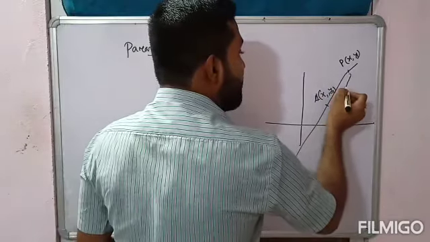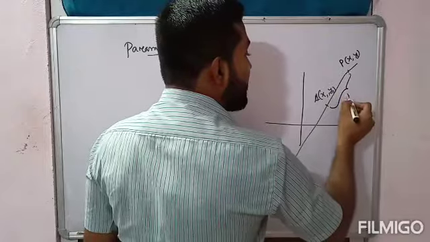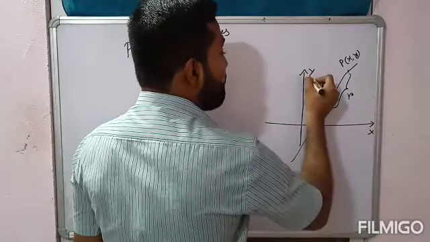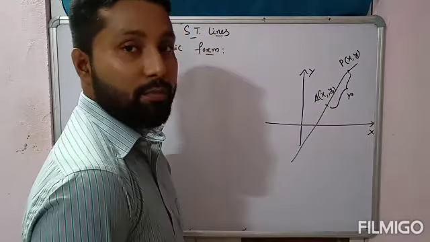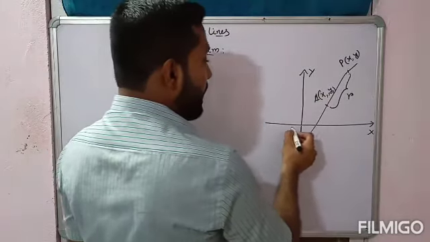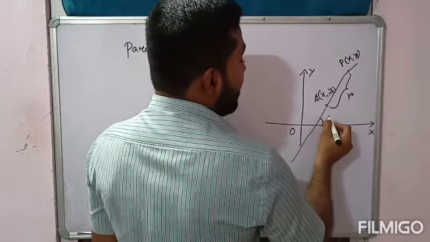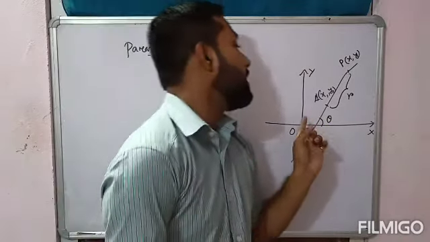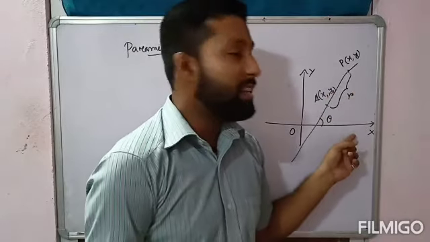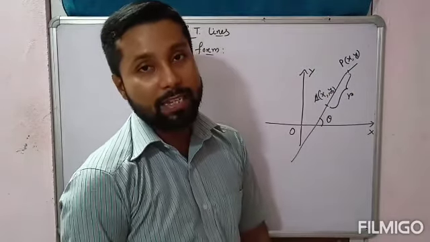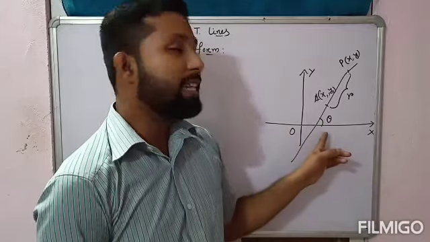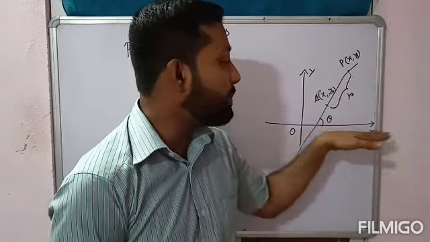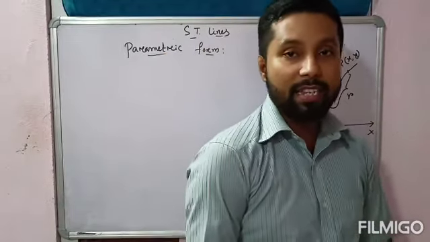Let the distance between A and P be small letter r. Let theta be the inclination between the non-vertical line and the positive direction of the x-axis.